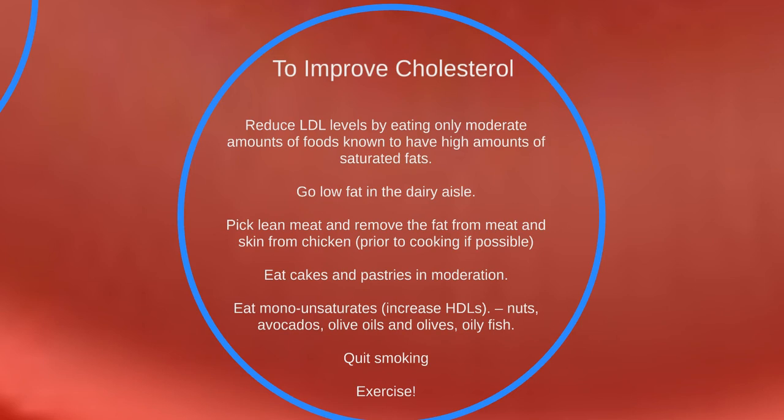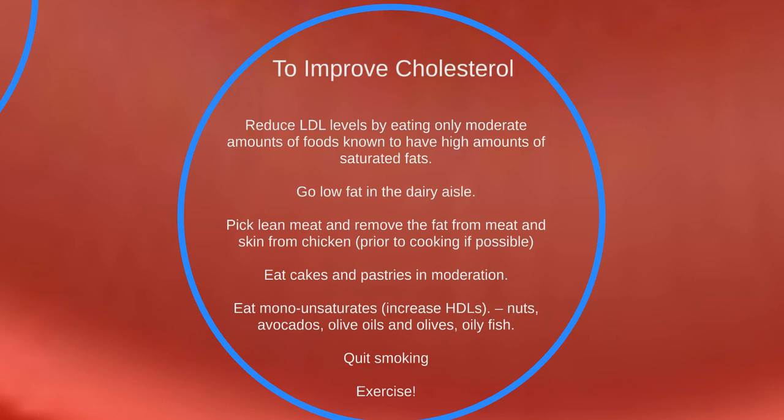So to improve cholesterol, reduce known LDLs by eating less saturated fats, going lower fat in the dairy aisle, picking out leaner cuts of meat, removing the obvious fat from meat, and potentially even the skin from chicken. I don't know about prior to cooking; maybe after, would keep a few of the juices in. Cakes, pastries, and anything made with butter would be another key source of saturated fats that could be removed.